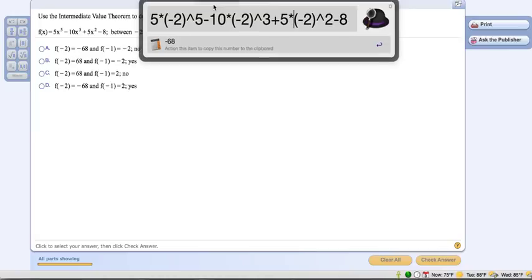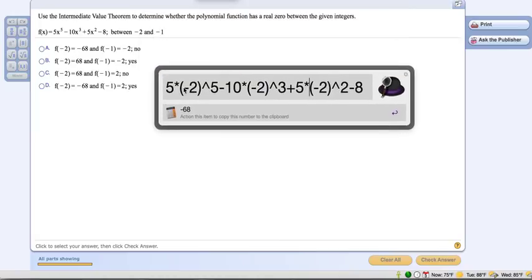You're going to plug the same numbers and do the same thing now at -1. Just change those values. And then you found that the value at -1 is 2. And so you see that the value at -2 is -68. The value at -1 is +2.